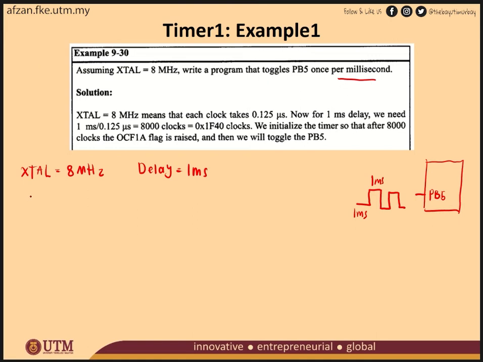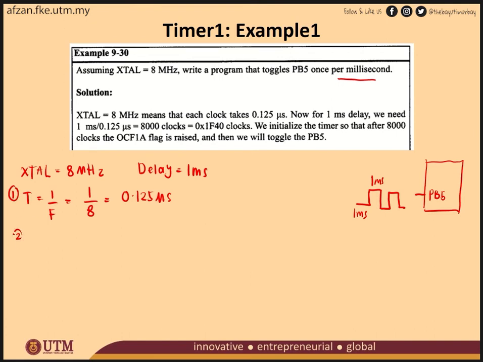So first is T equal to 1 over F. Since in this question there is no prescaler, it's been highlighted, so let's just assume that no prescaler is used. So you can find what your T is: 1 over 8, you get 0.125 microseconds. Alright, so now this is the first equation.